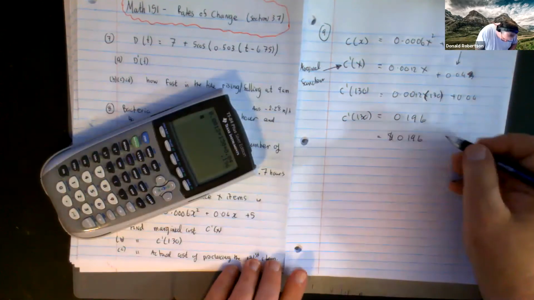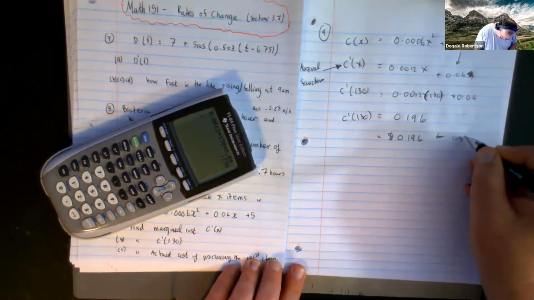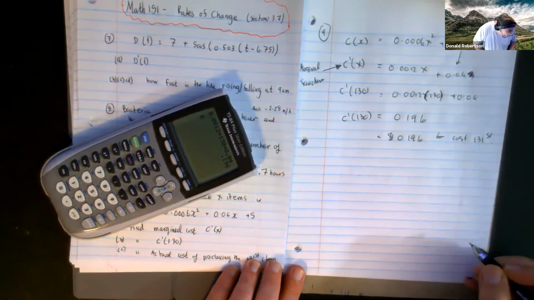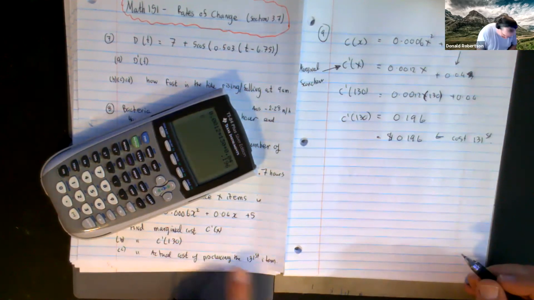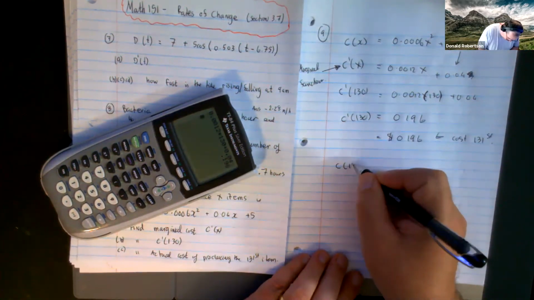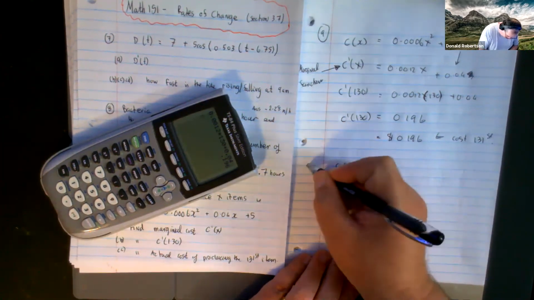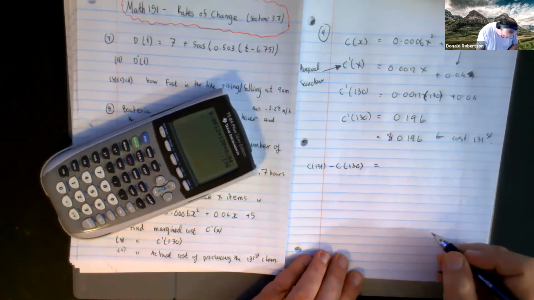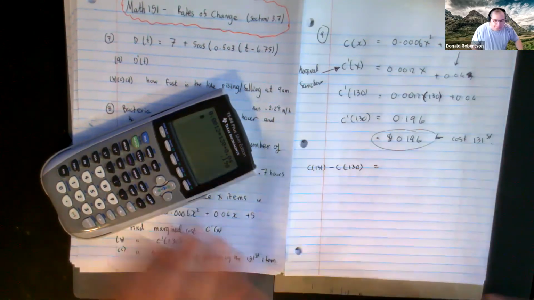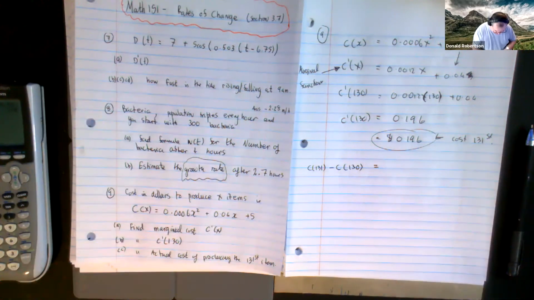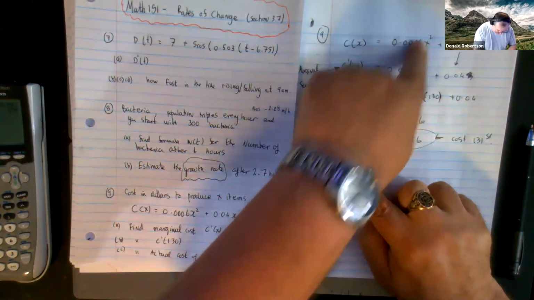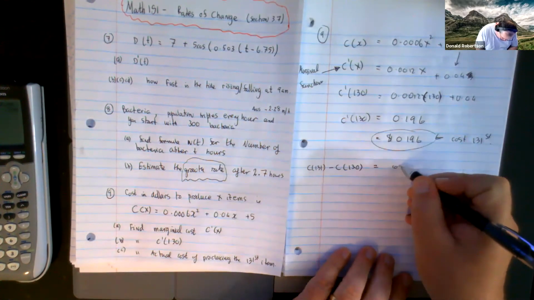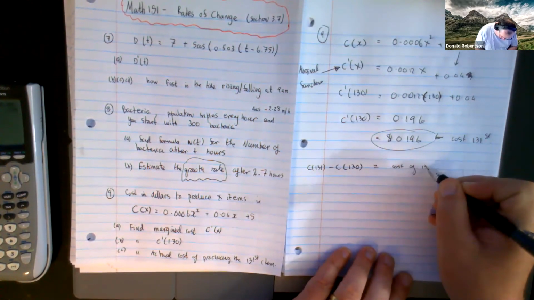And that is essentially telling us the cost of the next item. So that's the cost of the 131st item. Now, if you want to find the actual cost, find out how much it costs to produce 131 and take away the cost of 130 and see how close it is to that number. That's just plugging it in here and subtracting. And that would be the cost of the 131st item.